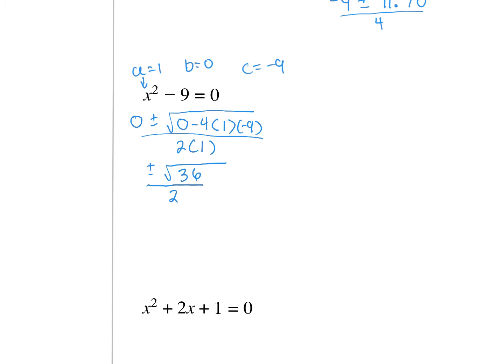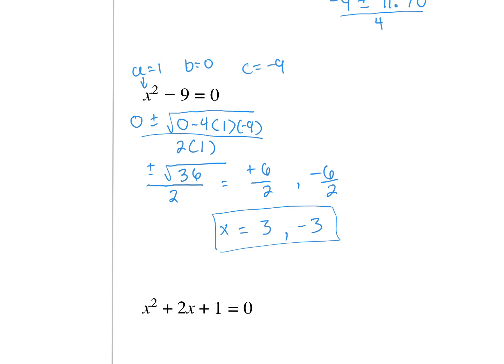So this is actually +6 over 2 and -6 divided by 2. Those are our two answers. 6 divided by 2 is +3. And -6 divided by 2 is -3. So there you go. Here's our two answers using the quadratic formula.